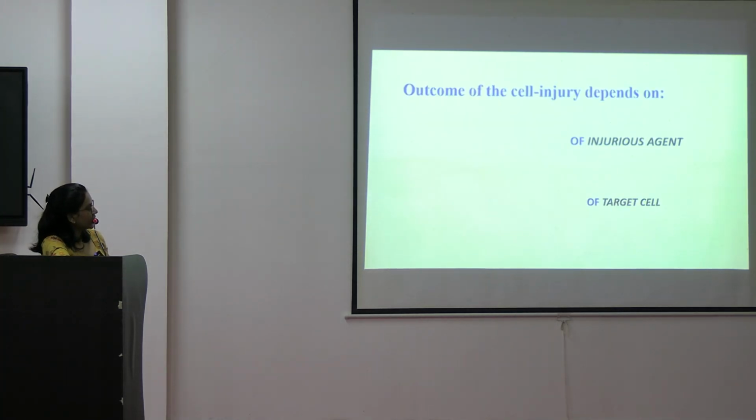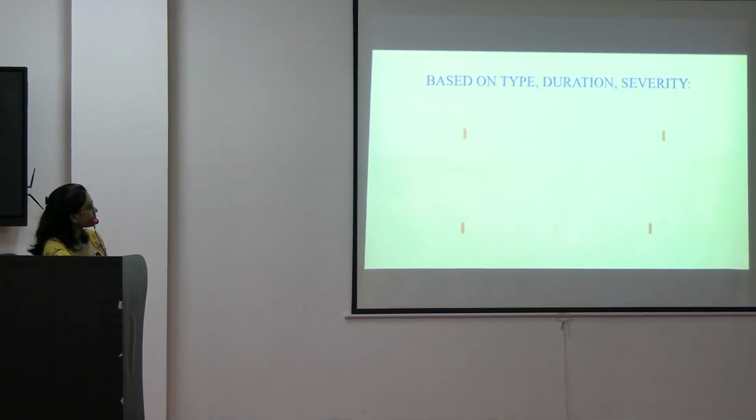So the outcome of the cell injury depends on certain characteristics of the injurious agent and that of the target cell as well. So what are the factors of injurious agents? The type of the injurious agent, duration of exposure and the severity of exposure. And the target cell characteristics include the type, the status and also the adaptability of the cell, which affects the outcome of the cell injury.